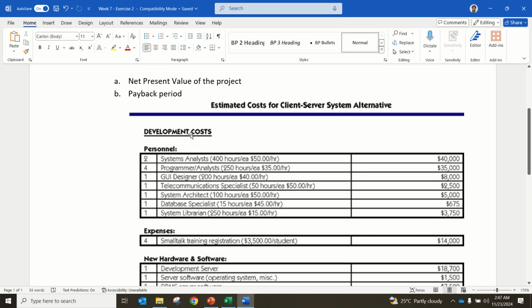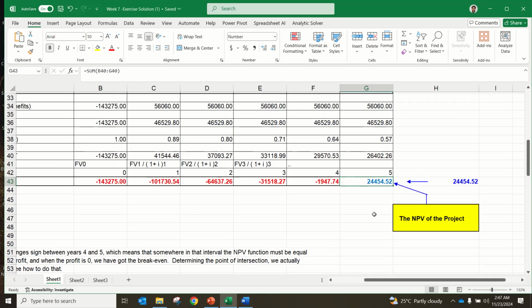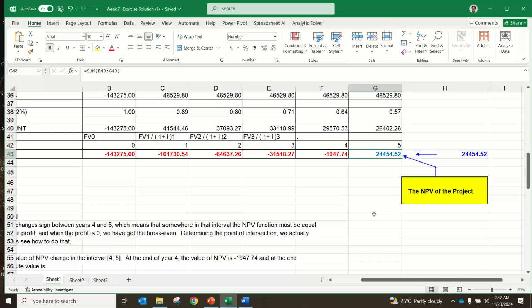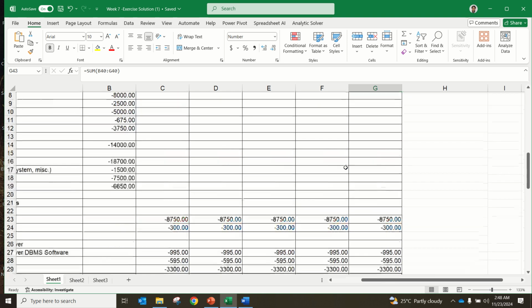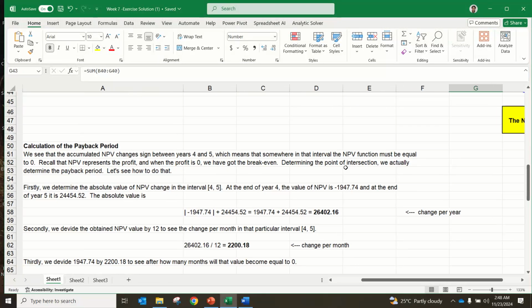In your question they are asking what is the net present value of the project. The net present value of the project is this one. Can you stop there? No, because we need to calculate the payback period. How will you start calculating the payback period? You will look for the sign change. Here there is a negative value, here there is a positive value. So you understand that from year 4 to year 5 there is a change.